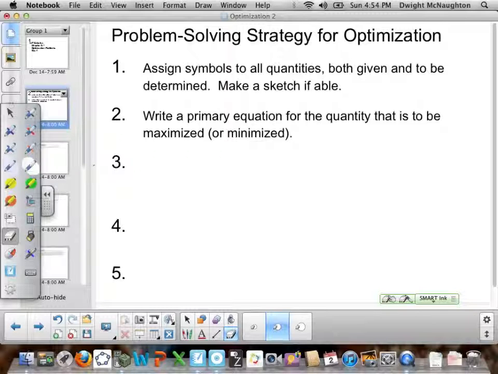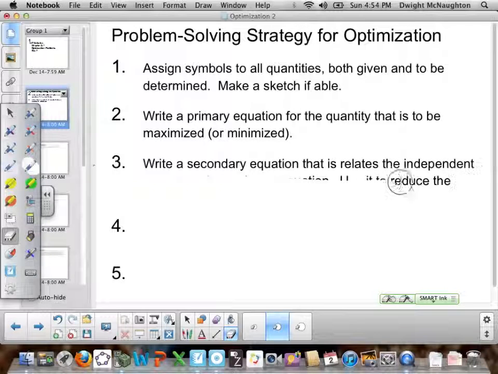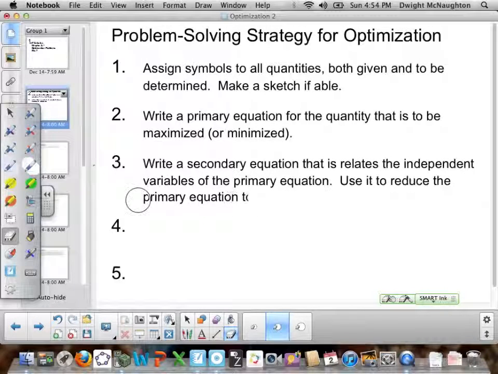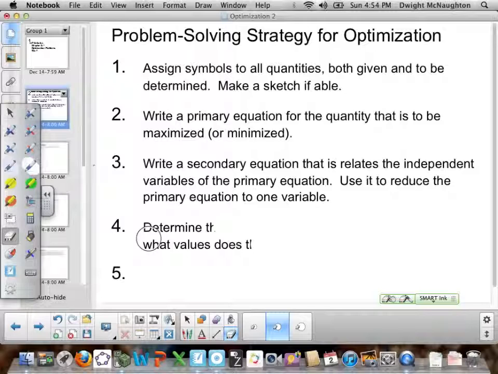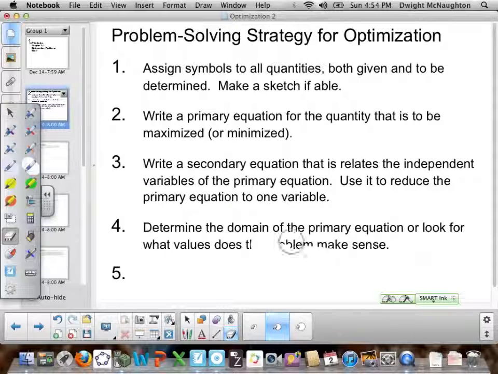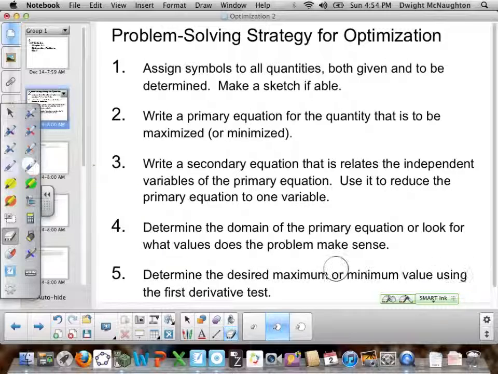And we'll get rid of those extra variables with secondary equations. Write a secondary equation that relates our other variables and substitute it into the primary equation to get rid of those extra variables. Once we have our primary equation down to one variable, determine values that make sense. It doesn't make sense to have negative cost. So you're looking at your domain. And finally, once you got everything done, optimize. Use the first derivative test to find the optimized value.